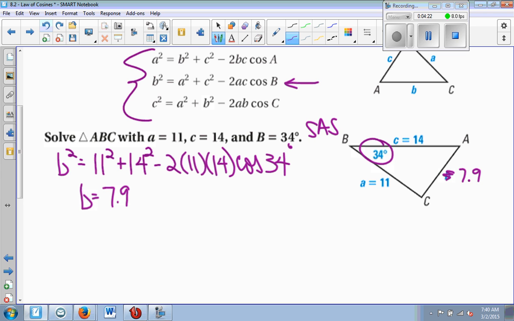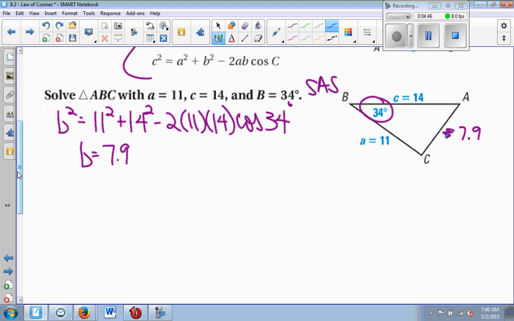The nice thing about finding letter B first is that now I know both angle B and side B. Since I know both of those, that means that I can go back to using the easy process, which is law of sines. Now, if you want to, could you continue using law of cosines? Absolutely, but it's probably easier just to use law of sines. So from that point on, what do I do next?